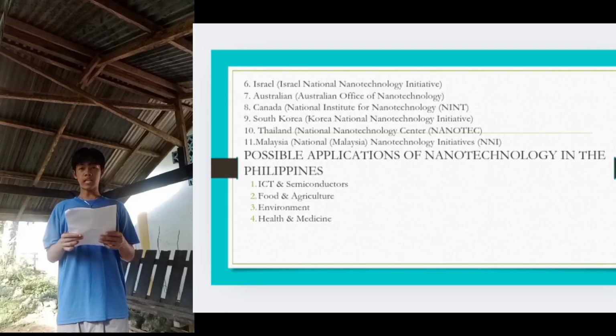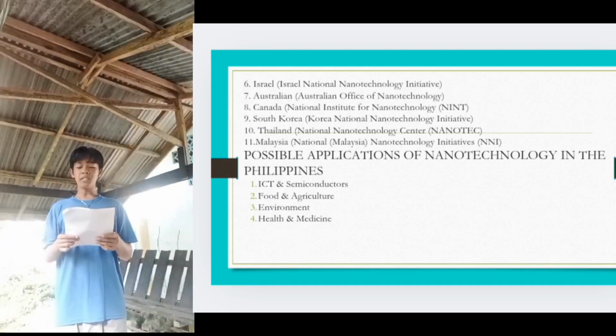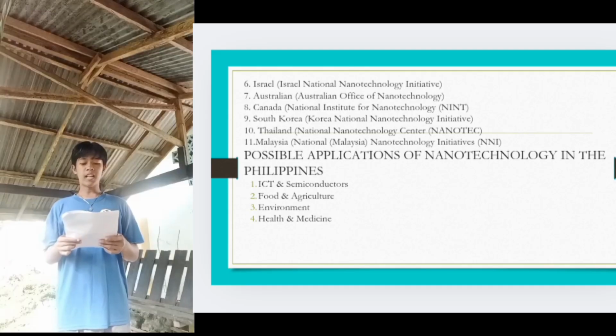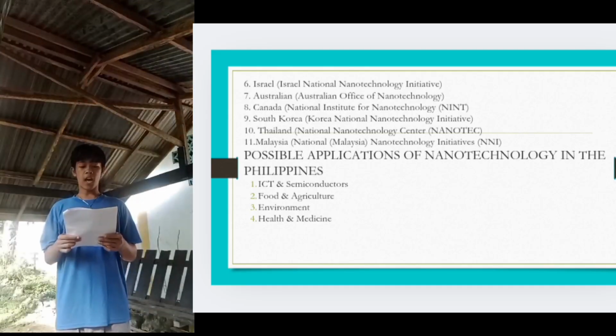The first one is ICT and semiconductors. Nanotechnology can make computers, phones, and other electronic devices smaller, faster, and more powerful. It helps improve the performance of chips and circuits used in gadgets. Example, creating microchips for smartphones or laptops that use less energy but work faster.